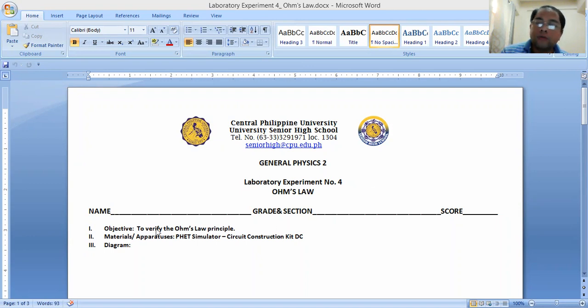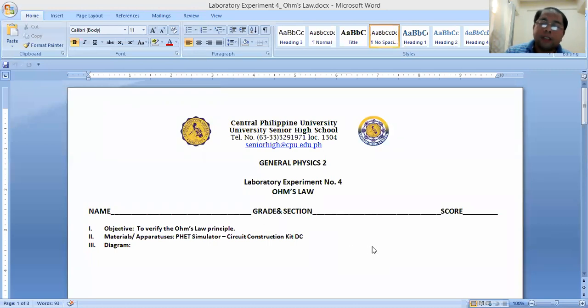Now, our objective is to verify the principles that govern the Ohm's law principle. So we will try to check. Basically, our Ohm's law principle is voltage is simply equivalent to I times R, or current times resistance. Now, the simulator that we will use for this activity is known as the circuit construction kit, which will involve the DC circuit.